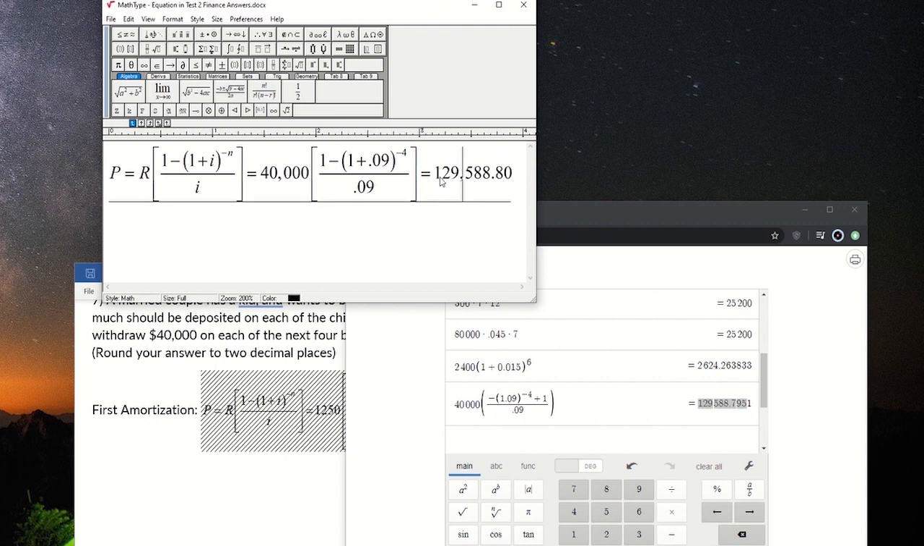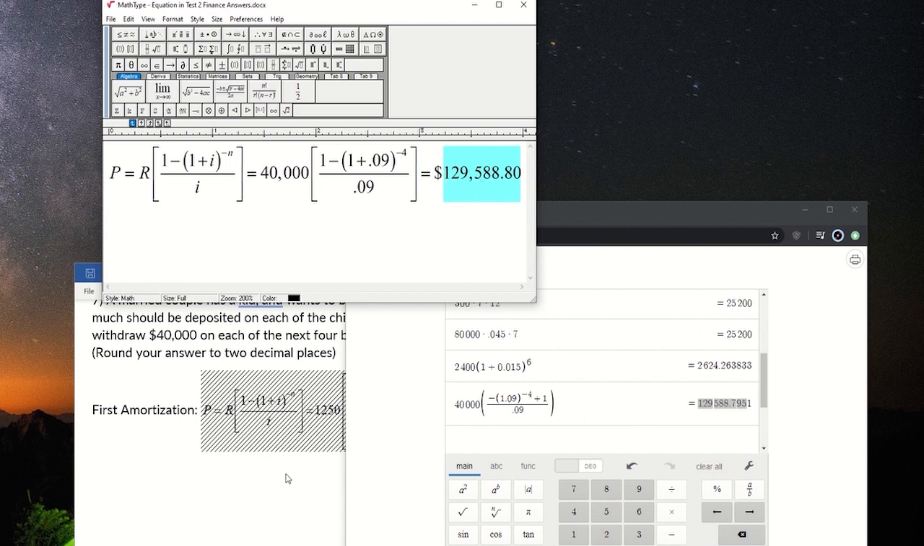Does this make sense? So we need to have 129,000 in order to pull out 40,000 for 4 years. Notice that 40 times 4 is 160,000, but we are gaining interest. So we only need 129,000 in order to pull out 160. Notice that we're making a lot of money, 130 to 160. We're gaining like $30,000 on this because of the interest.